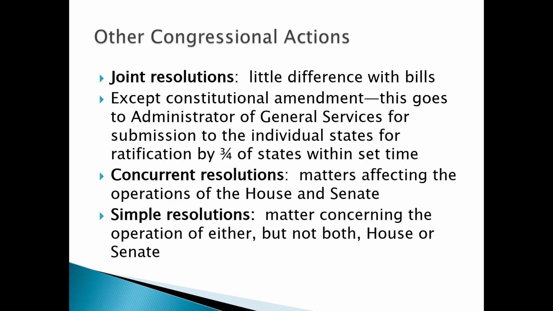We also see some concurrent resolutions. Again, these are matters that affect the operations of the House and Senate, usually some procedural things, as well as simple resolutions, which are matters that concern either the House or the Senate, but not both. And again, those don't have to go through the president's desk.